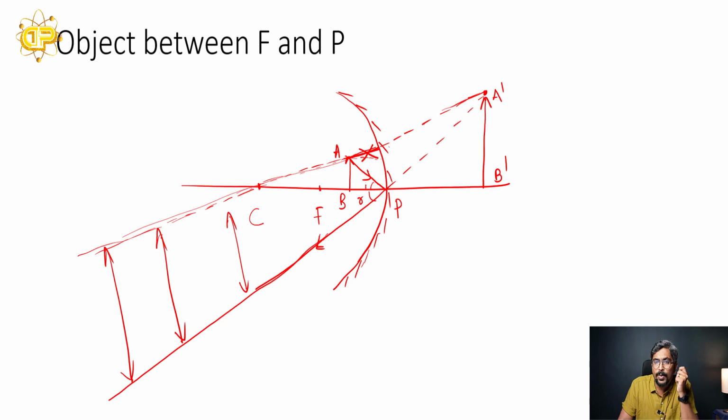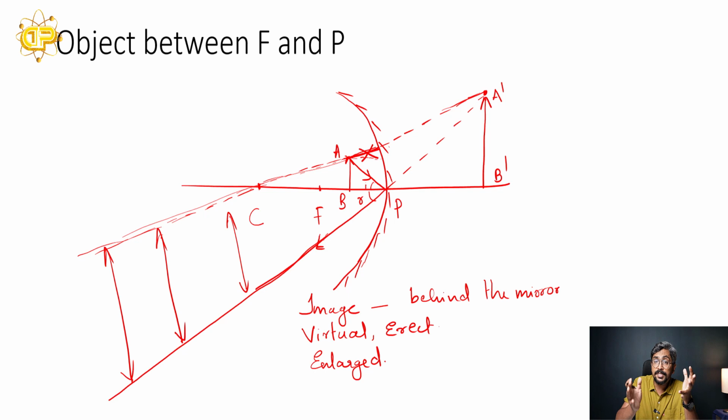This is the only case where the reflected rays are not meeting in real. What are the different properties that you can see here? The various properties are: the image is formed behind the mirror. And next, the reflected rays are meeting virtually. So you will get a virtual image. And all virtual images are erect. They are erect and they are enlarged. This is the only special case in the concave mirror where you will get a virtual as well as an erect image.